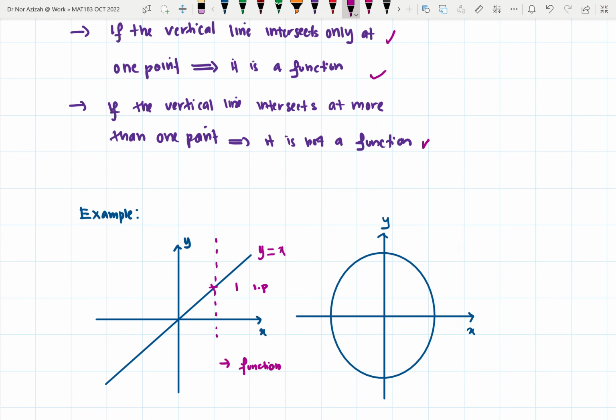For the second graph here, you draw a line that is parallel to the y-axis. You can see that the line intersects at 2 points. So this is not a function.